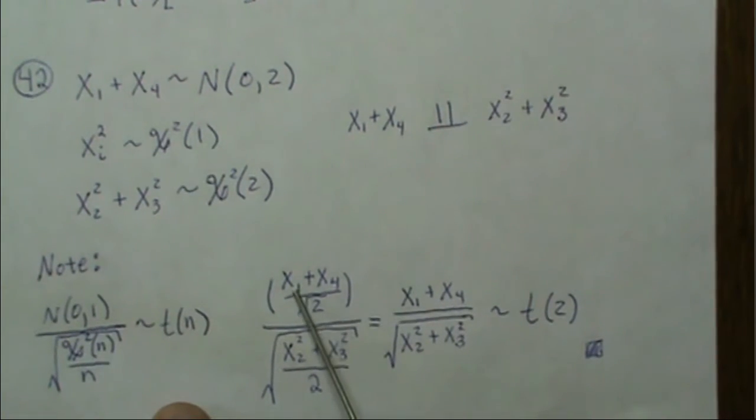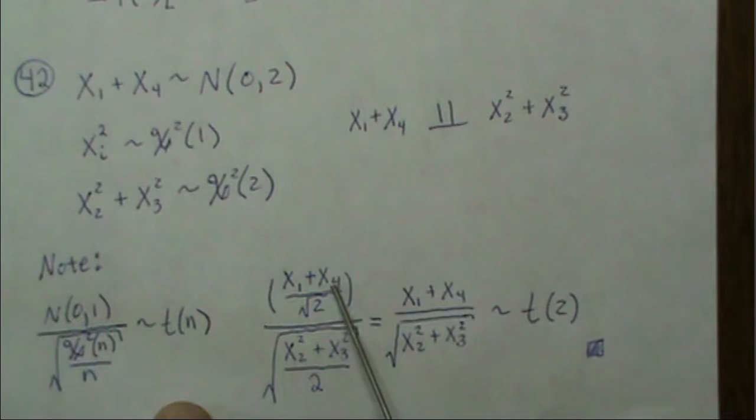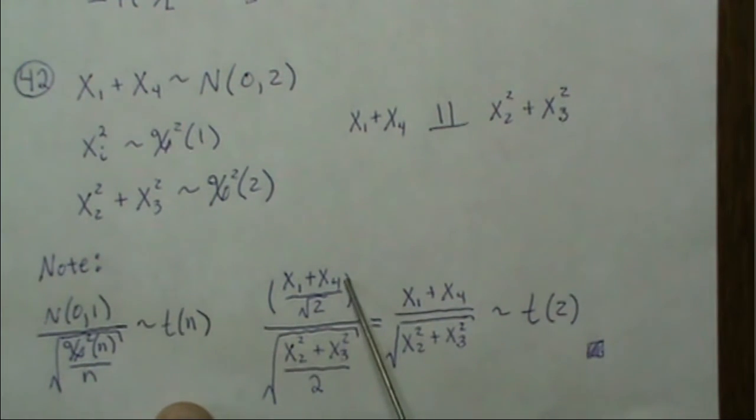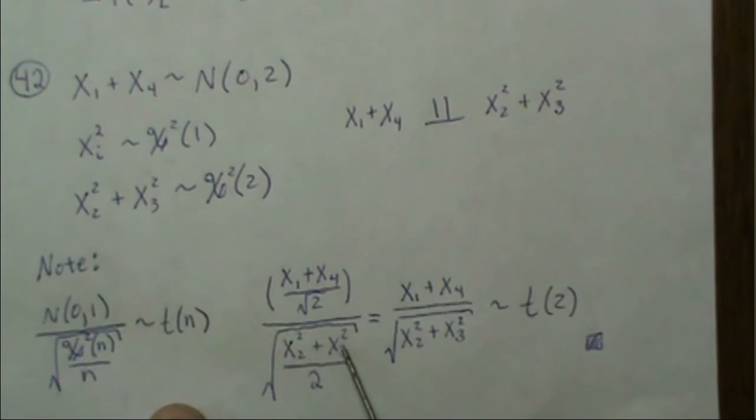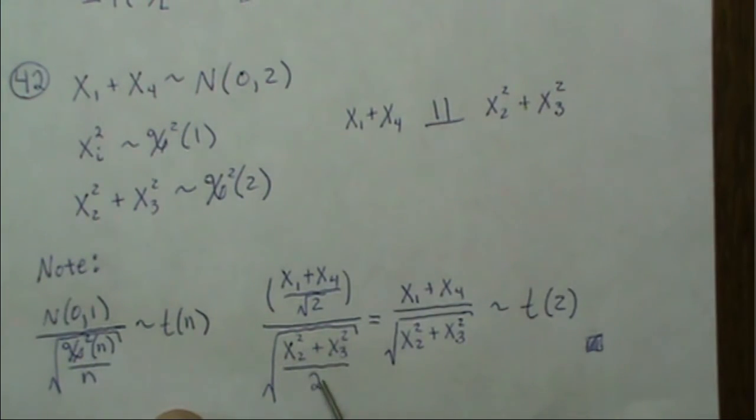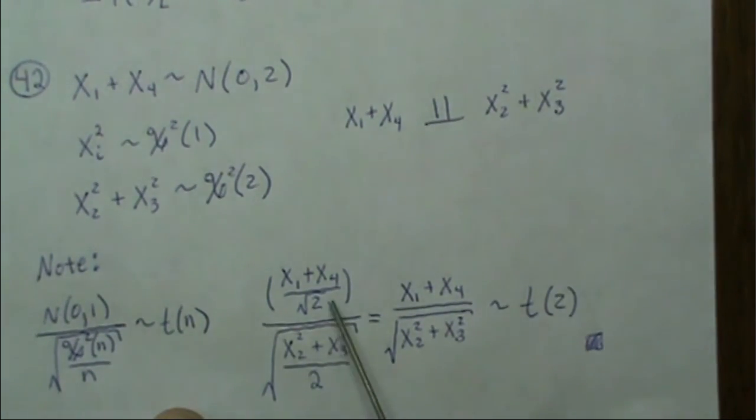So if we look at this, the numerator, x1 plus x4 divided by its standard deviation makes this a standard normal. And we subtracted the mean, but it's 0, so we didn't put it on there. So this is a standard normal. We've established that x2 squared plus x3 squared is a chi-squared with 2 degrees of freedom. So if we divide by 2, then this random variable is a t distribution with 2 degrees of freedom, which is this. Now the square root of 2 and the square root of 2 cancel, and we come up with this, which is a t distribution with 2 degrees of freedom.